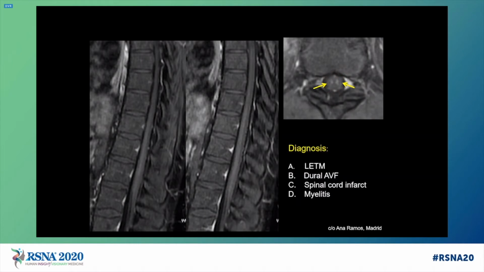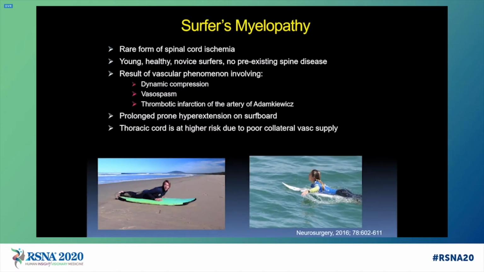So as usual, we come up with our list of differential diagnoses. Could this be some sort of longitudinally extensive transverse myelitis, a dural AV fistula, a spinal cord infarct, or some sort of myelitis? And the answer is surfer's myelopathy. So what is surfer's myelopathy?